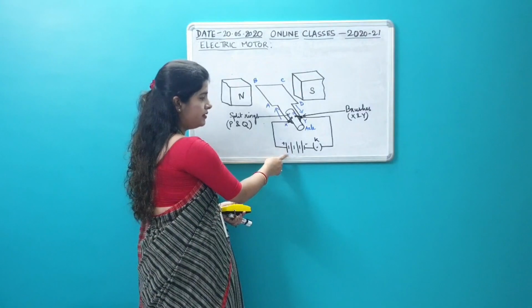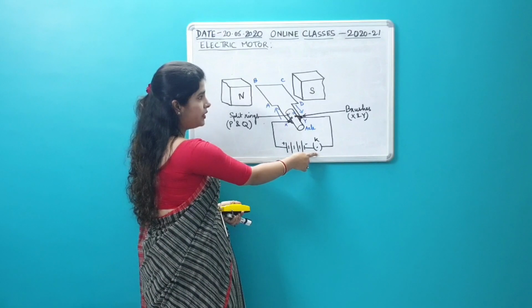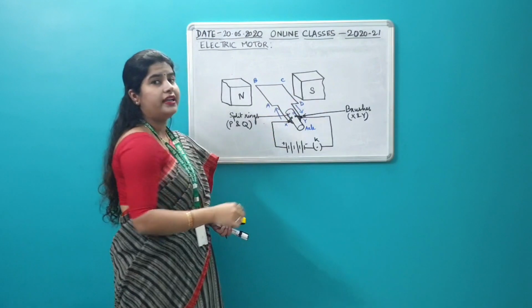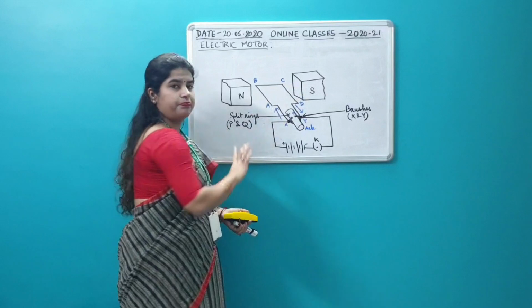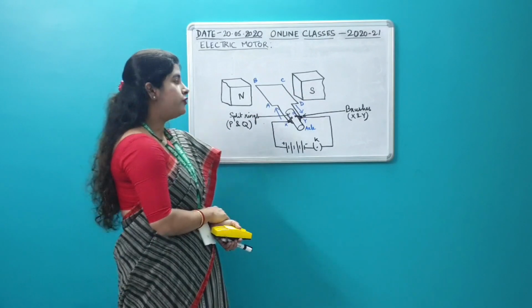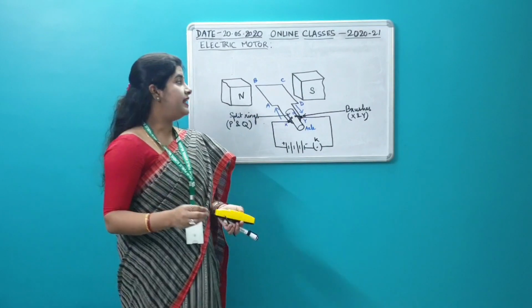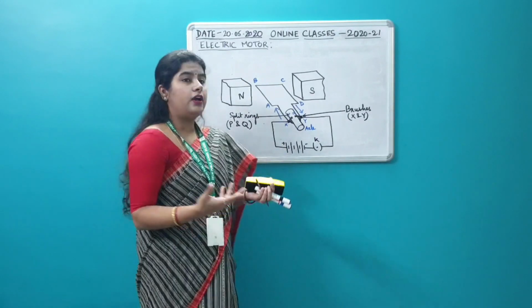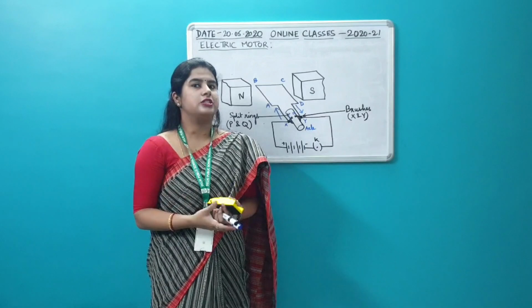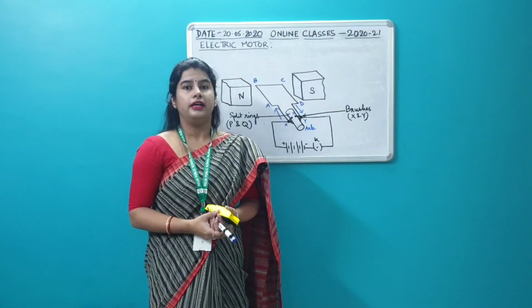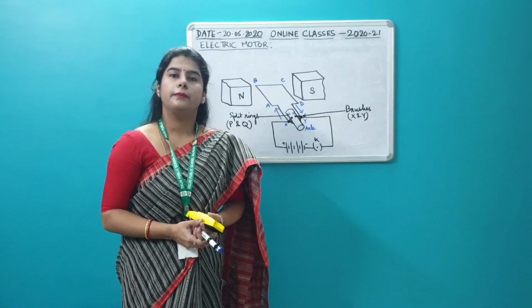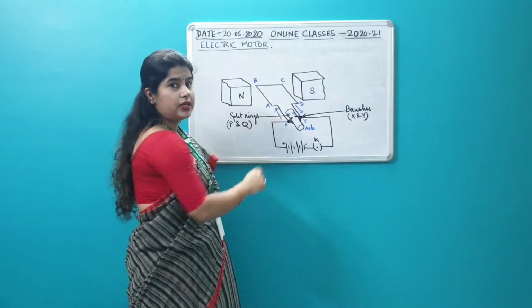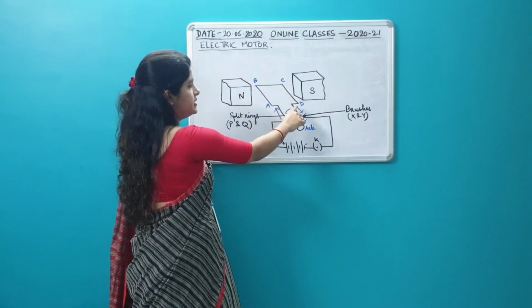We have a battery, we have a switch. And we can see clearly from the diagram that this rectangular coil is placed in a magnetic field. And we know from Fleming's left-hand rule that if the magnetic field and the current are mutually perpendicular to each other, the force exerted will be maximum. So you can see this rectangular structure, the coil A, B, C, D.